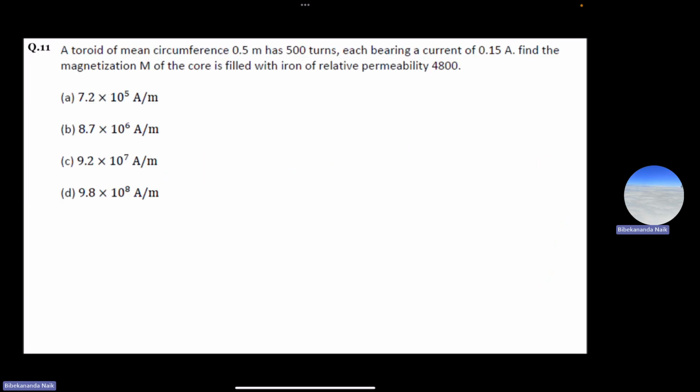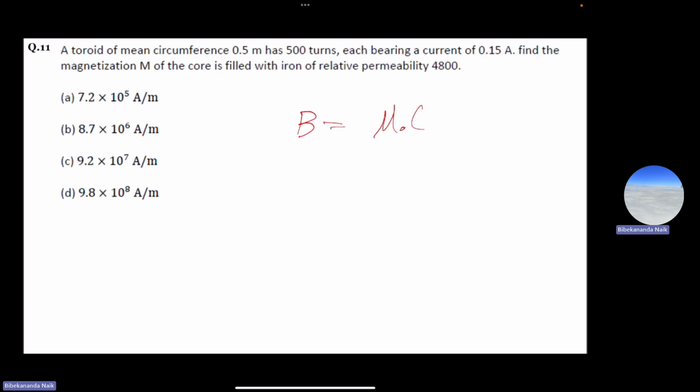Question number 11. The question says a toroid of mean circumference 0.5 m has 500 turns, each bearing a current of 0.15 A. Find the magnetization M of the core if it is filled with an iron of relative permeability 4800. So we know the magnetic field involving magnetization and magnetic intensity: B equals mu 0 into H plus M.